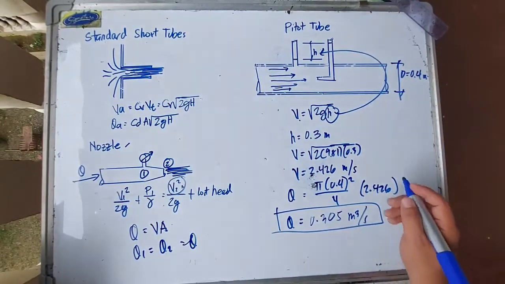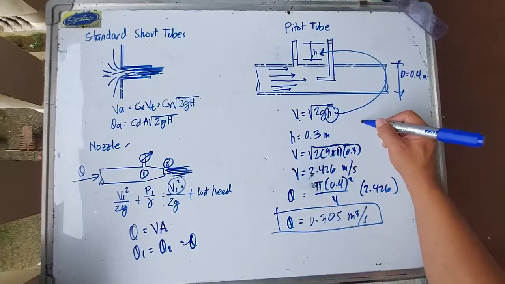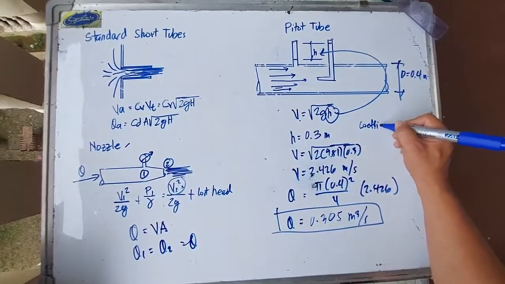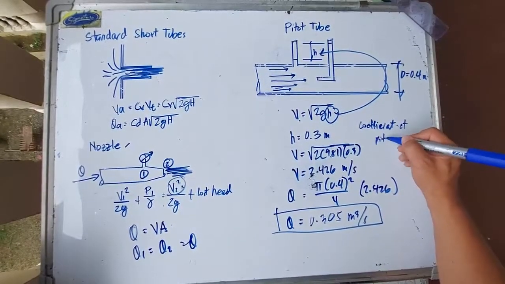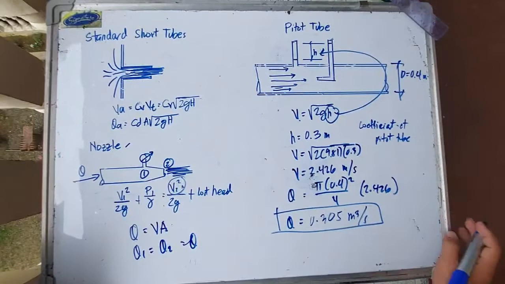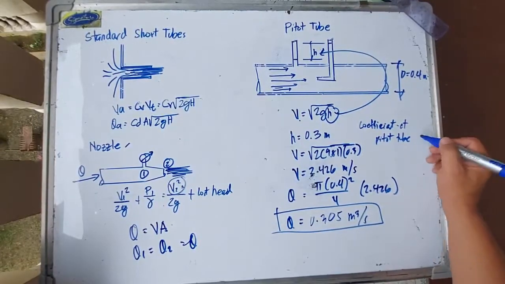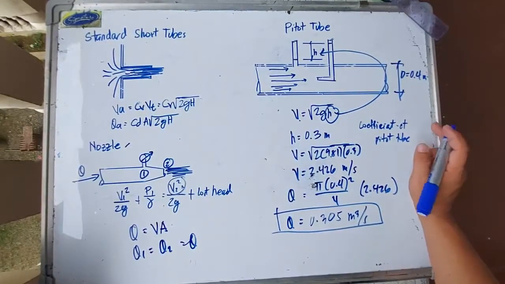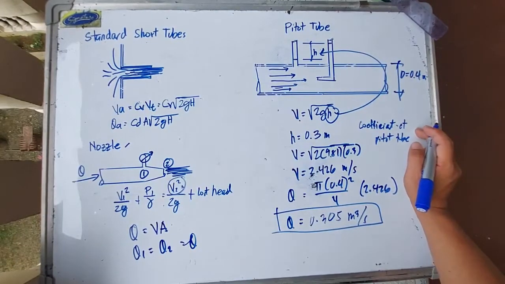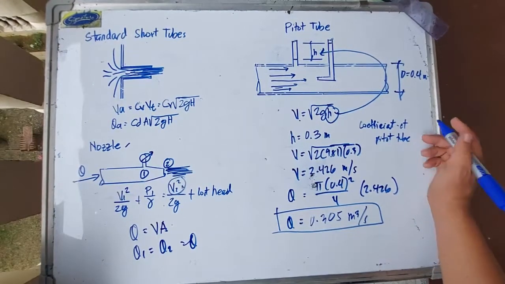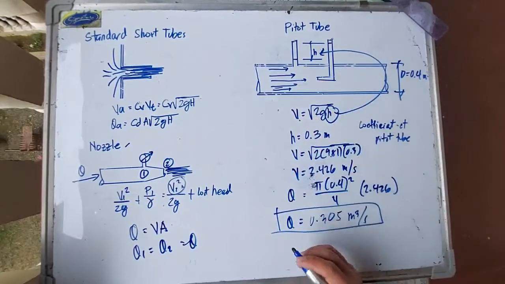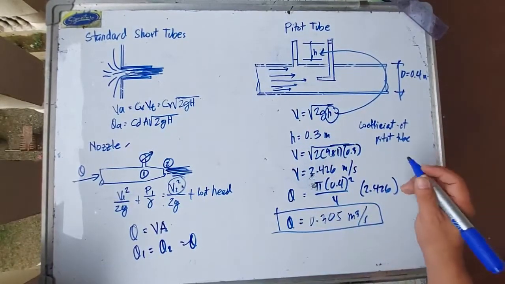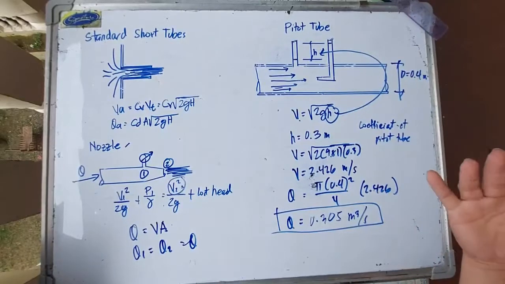Sometimes you multiply this by a certain coefficient. We call this the coefficient of Pitot tube. Pitot tube pala, sorry. The coefficient. But sometimes the coefficient is neglected because the difference will be very very small. We multiply it by the velocity to solve for the actual velocity. Okay, yung Pitot tube natin. So usually ang coefficient natin ranges from 0.9 to 0.99, something like that.